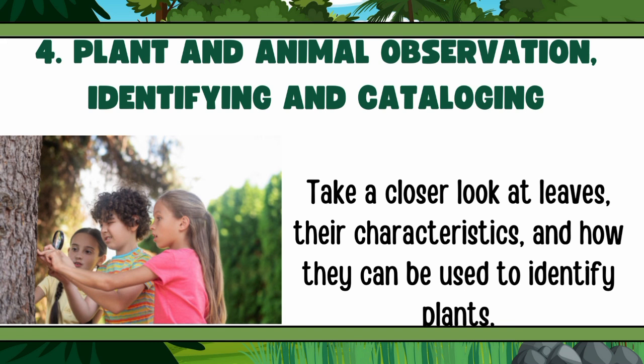The fourth activity is plant and animal observation, identifying and cataloging. Take a closer look at leaves, their characteristics, and how they can be used to identify plants.